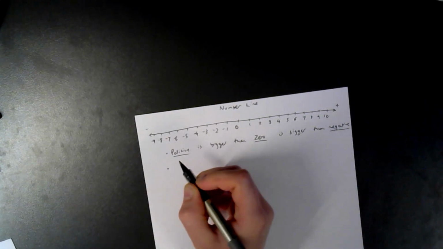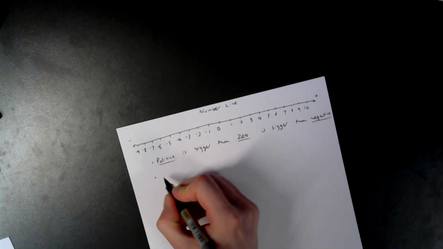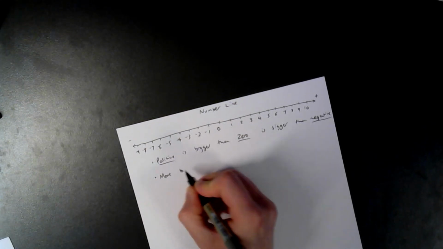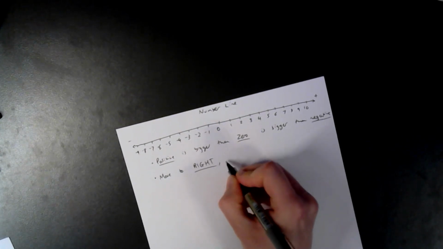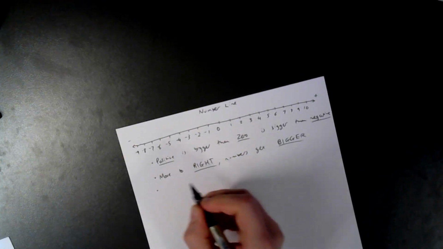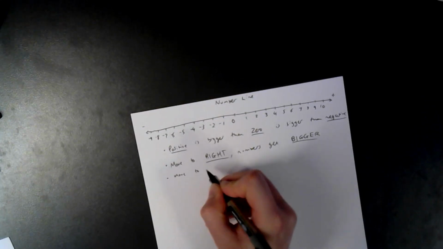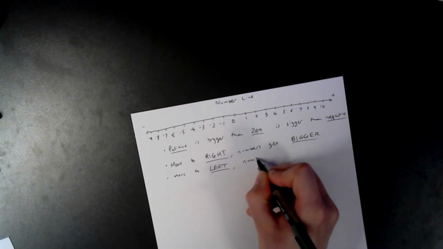We have, as you move to the right, numbers get bigger. And then similarly, as you move to the left, numbers get smaller.